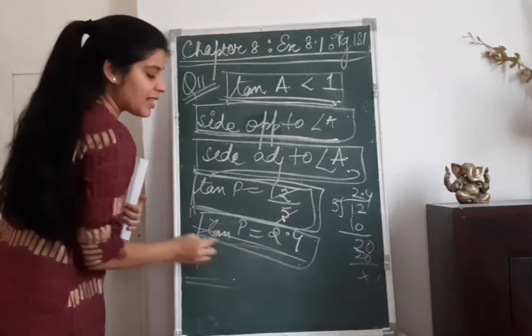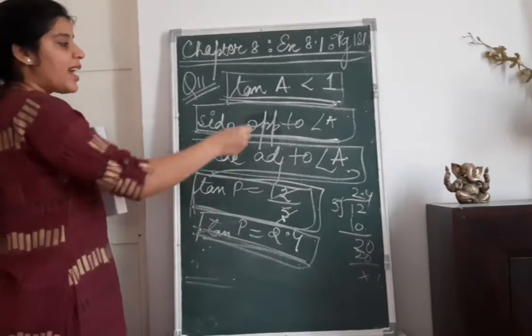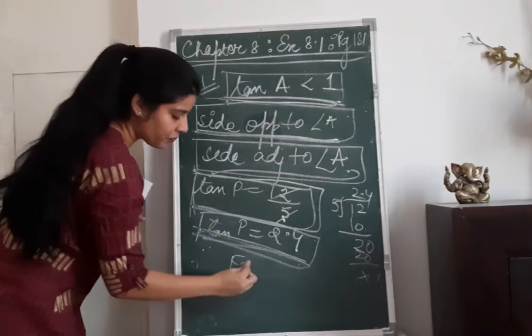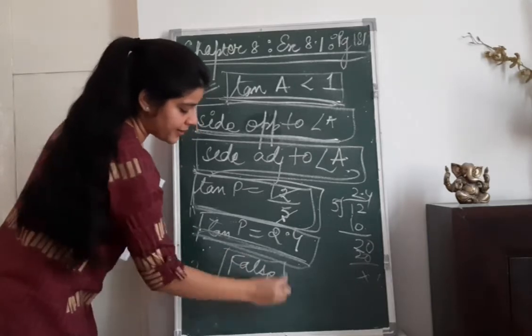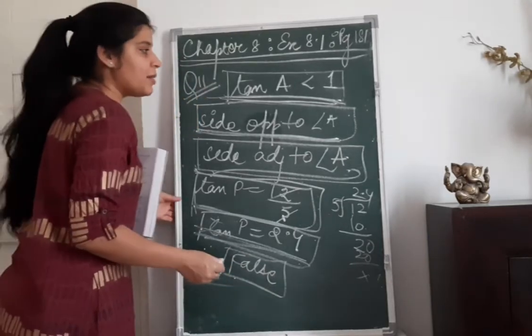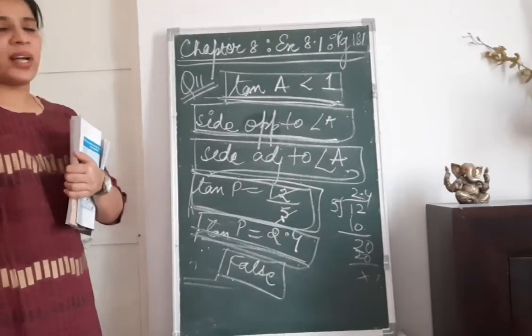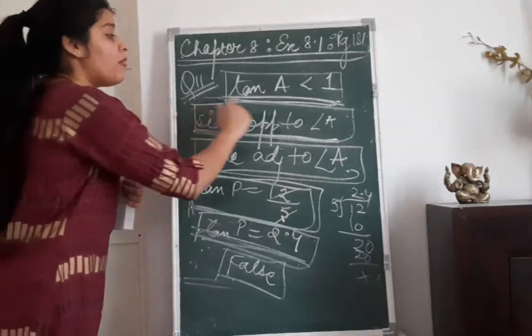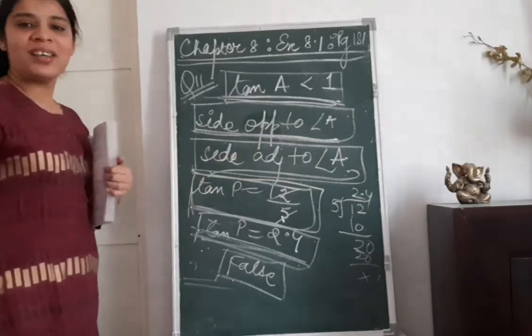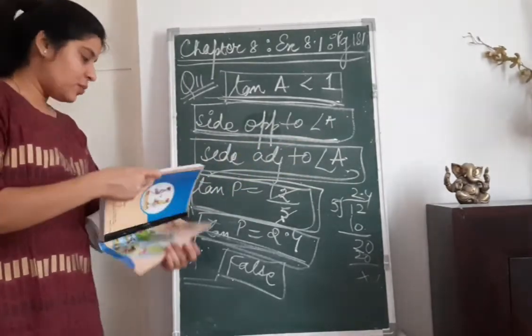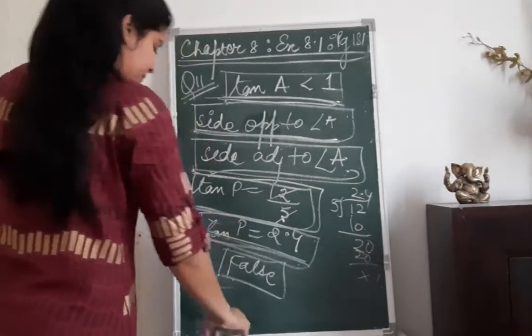Tan P in this case is greater than 1. Therefore, this statement is false. It is possible that it may be greater than 1 or it may be less than 1. That all depends on the value of the sides of the triangle. Let's move on to the second part.